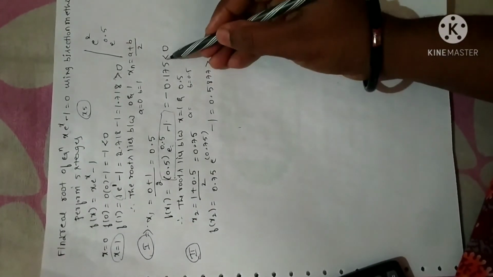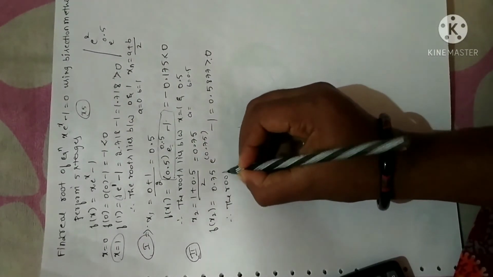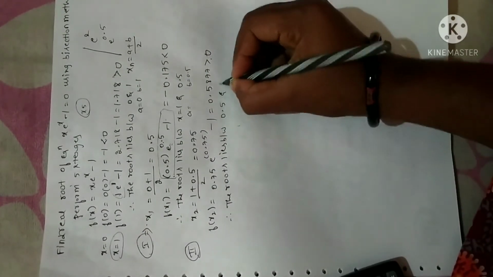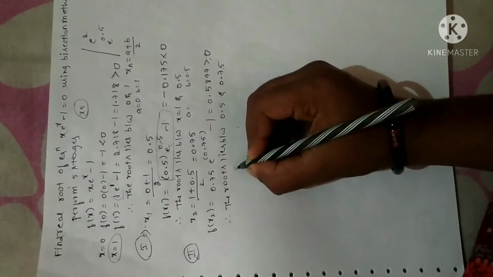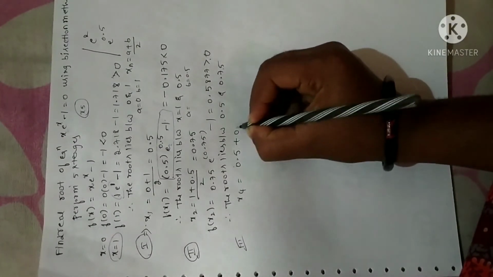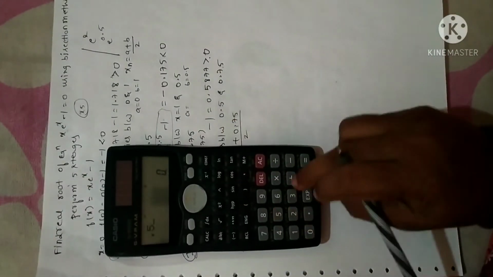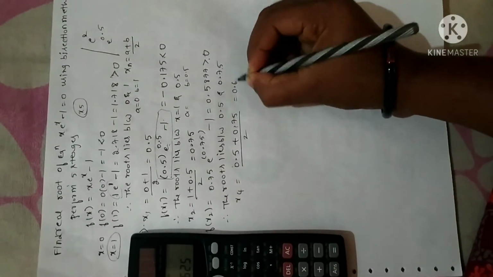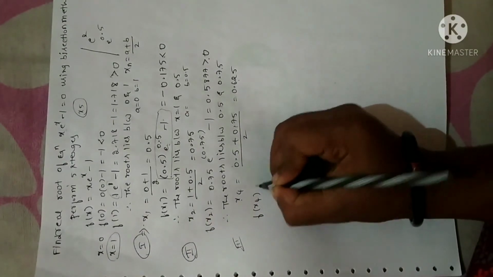Now look for the negative value, and it is for x1. x1 is 0.5. So clearly I can write the root lies between 0.5 and 0.75. Right? Now let me calculate the third approximation, given by x3 is equal to a plus b by 2: 0.5 plus 0.75 divided by 2 is 0.625. So x3 is 0.625. Now we have to calculate f of x3.